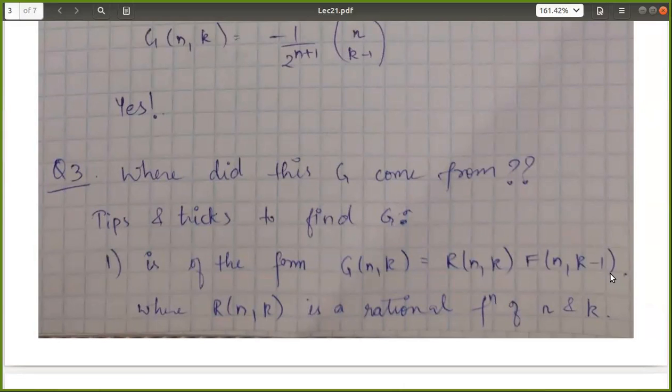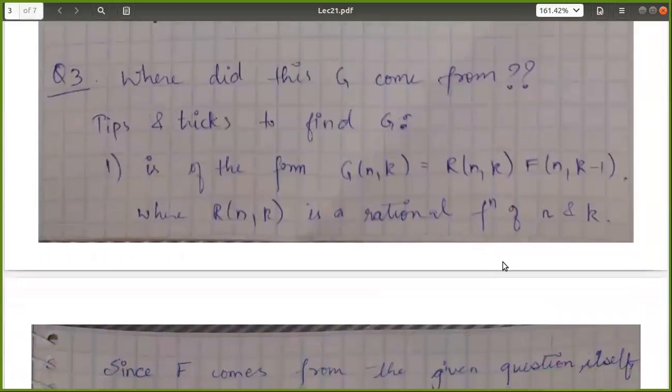For almost all the class of identities that we deal with, the function G(n,k) looks like the product of two functions, R(n,k) and F(n,k-1). F(n,k-1) you already know, right? And this R(n,k), you know, is a rational function of n and k.